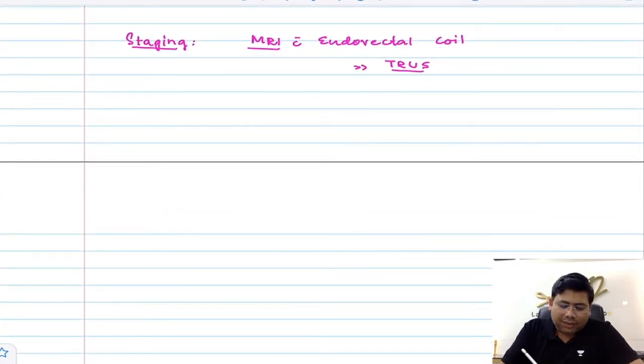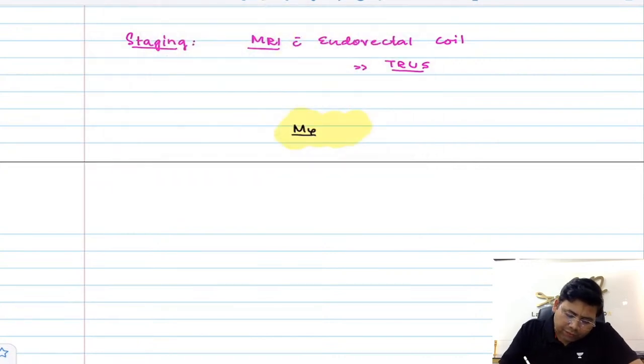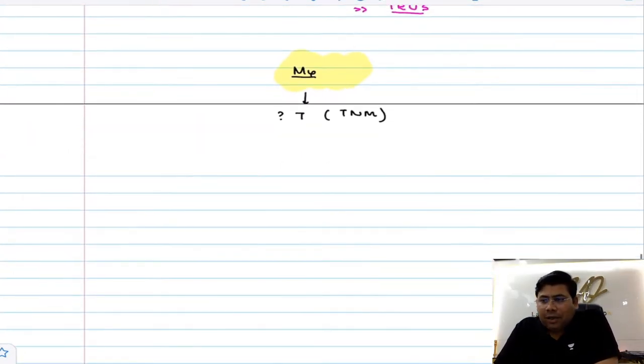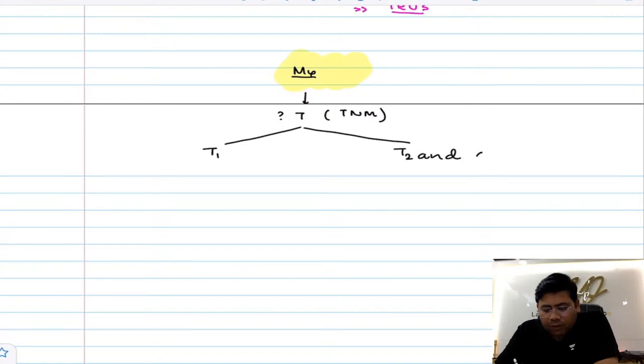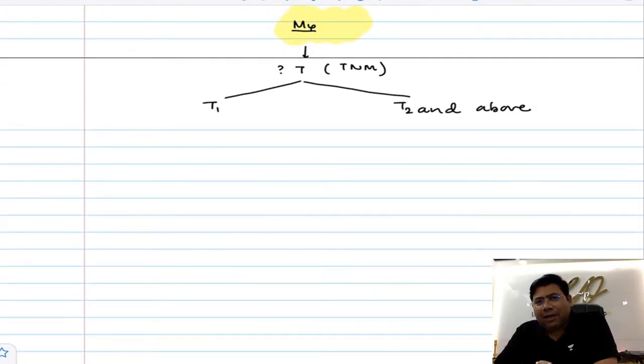Now, you have to understand how we manage it. This is very simple. When we talk about the management, the first thing is what T it is according to the TNM. It could be either a patient of T1 or T2 and above. When you talk about T1, T2, T3, it is the same as CA colon. So if it is a lesion which is T1, you can directly go for surgery. We'll see what the options in surgery are after 5 minutes.